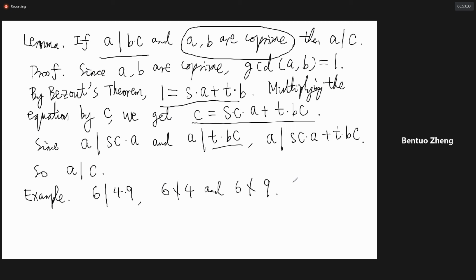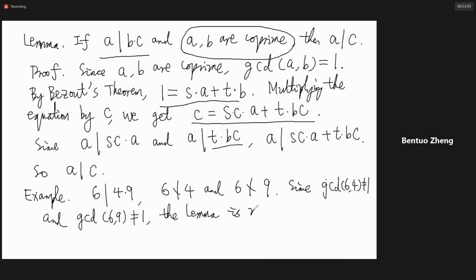So the greatest common divisor of 6 and 4 is not equal to 1, and the greatest common divisor of 6 and 9 is also not equal to 1. The lemma is not valid. So you understand this coprime condition is needed.